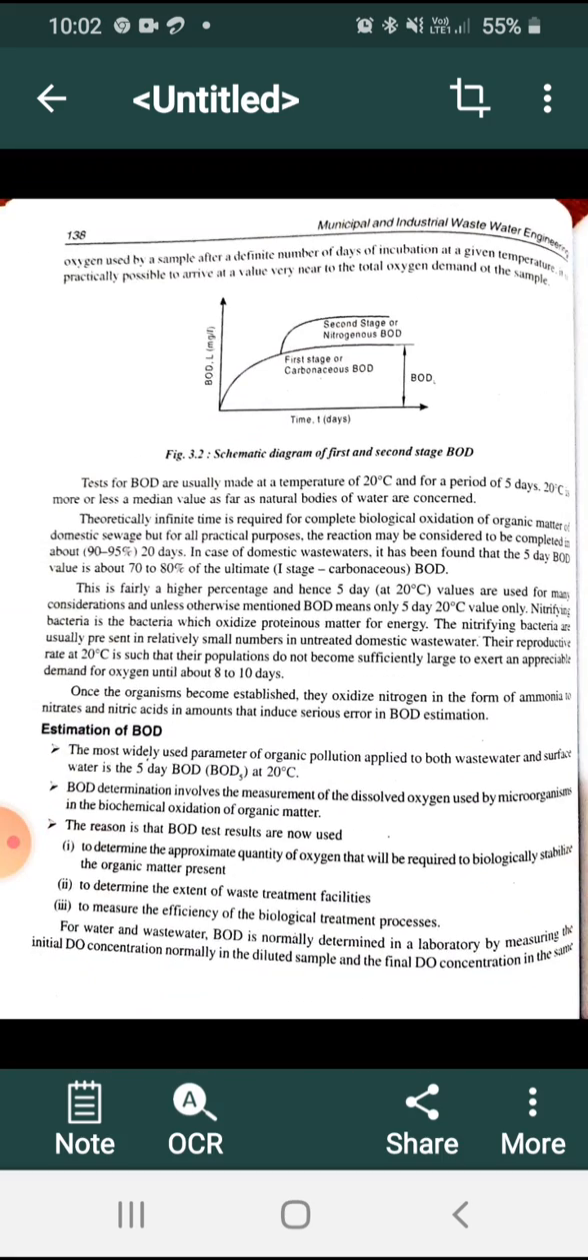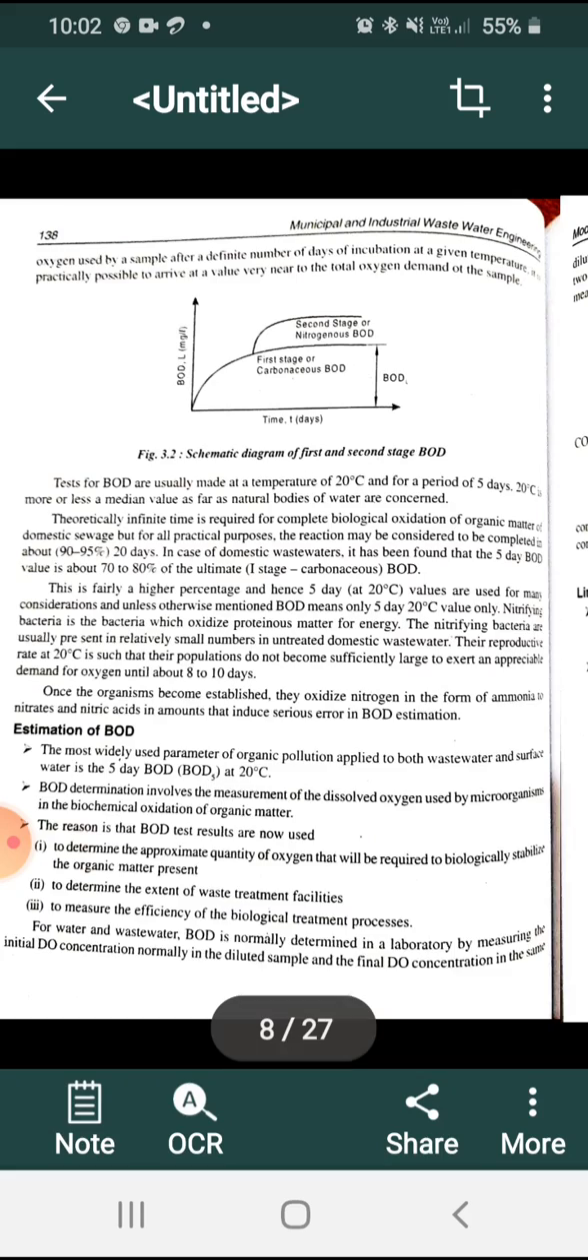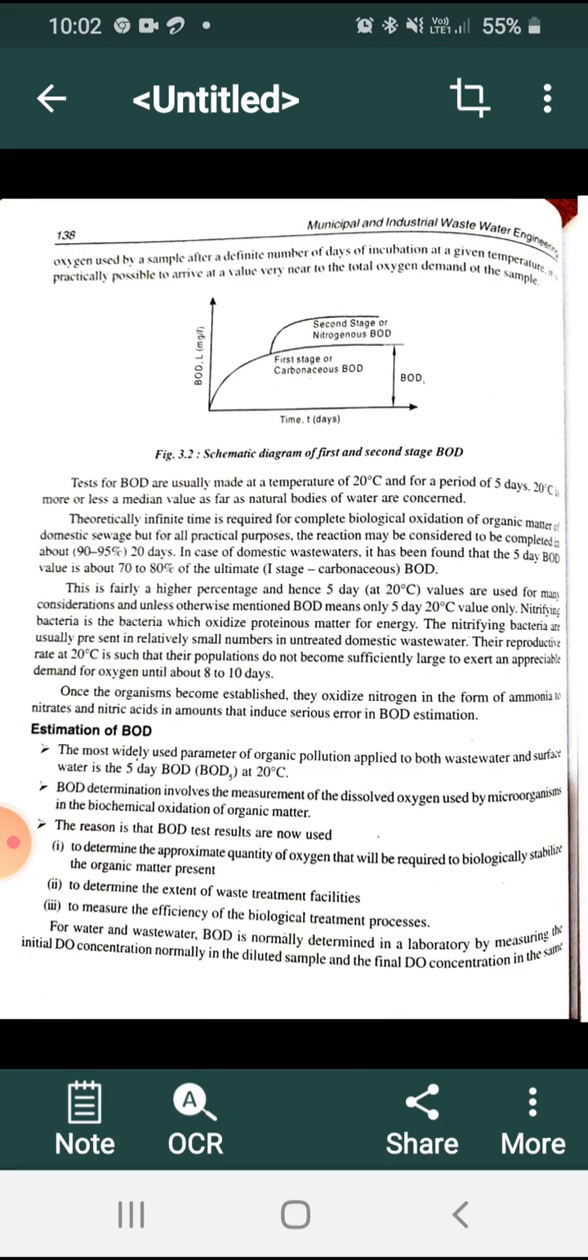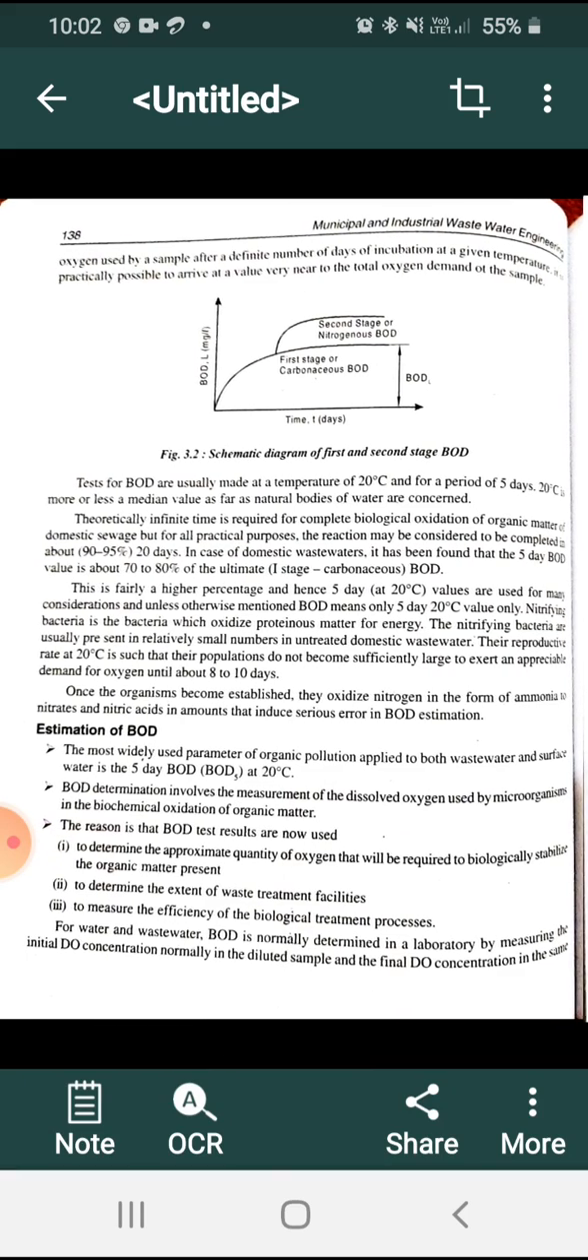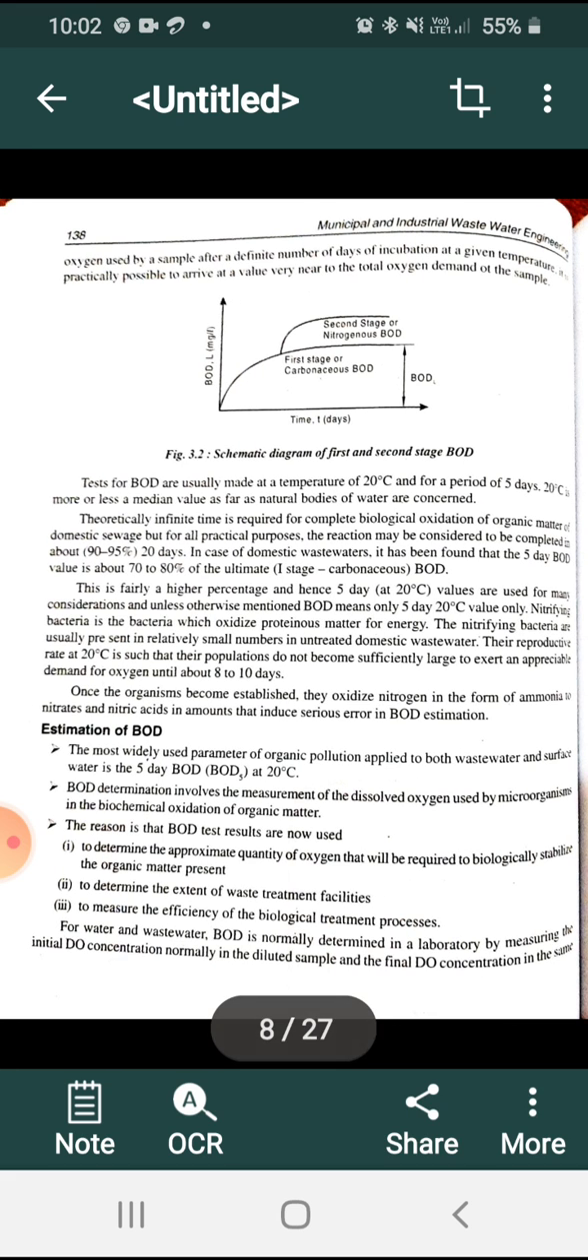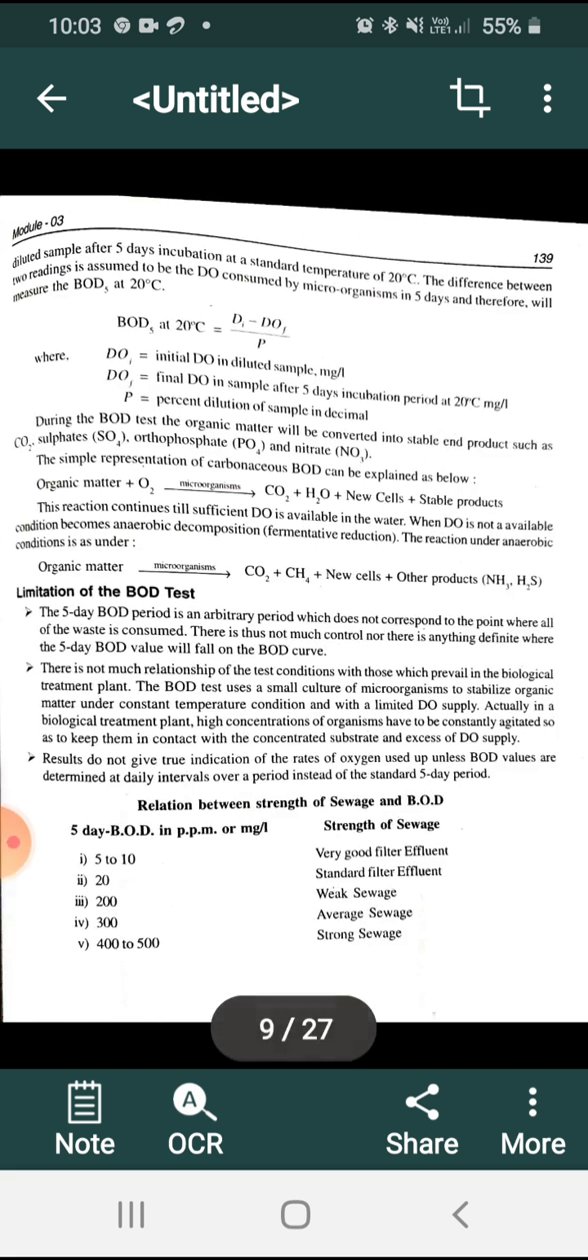So just go through it, and if you have any doubts you can clarify. And this is the estimation of BOD. By knowing the DO value and other parameters, you can estimate how much the BOD will be. Like this, we are going to discuss this.